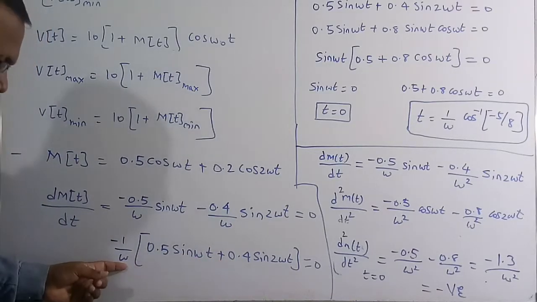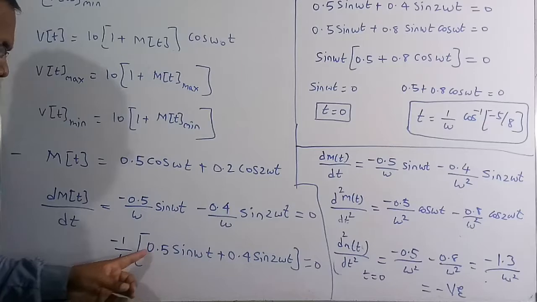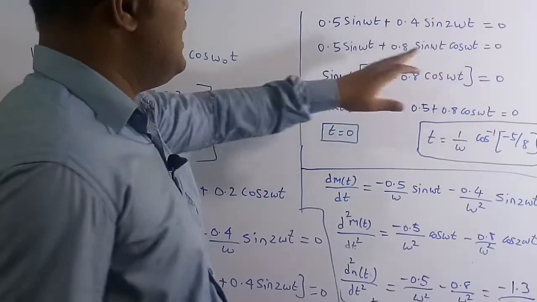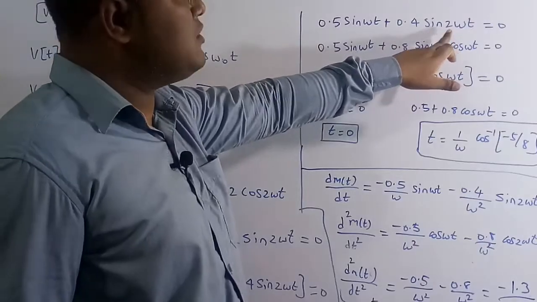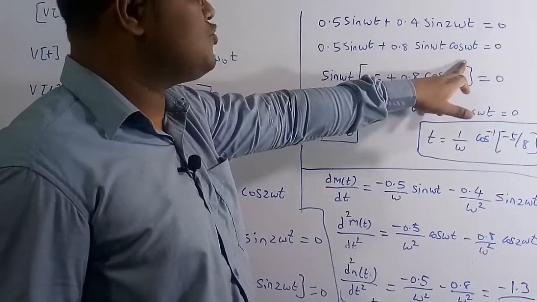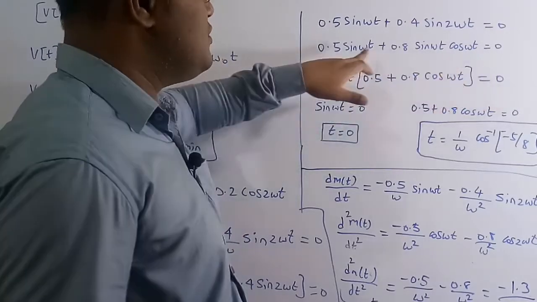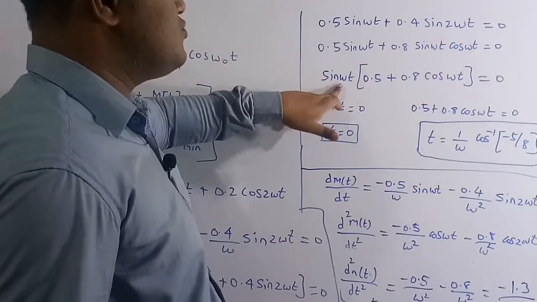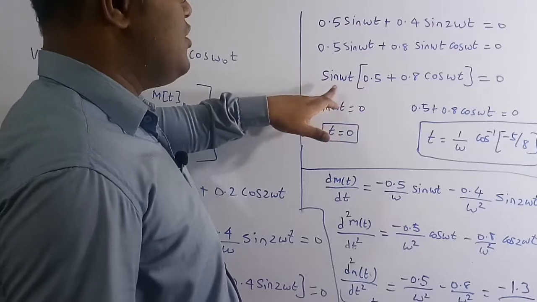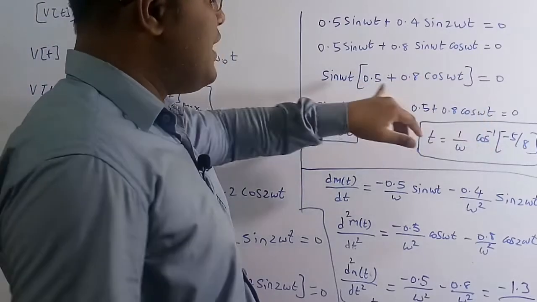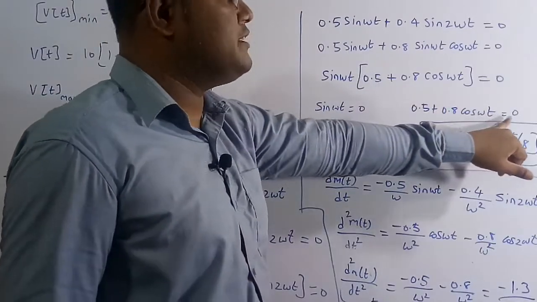Here omega cannot be 0, so this has to be equal to 0. And here sin 2 omega t is nothing but 2 sin omega t into cos omega t. Then I got this expression, and I am going to equate it to 0. In these two terms sin omega t is common, so I take sin omega t common, and I get like this. Therefore sin omega t is equal to 0 and 0.5 plus 0.8 cos omega t is equal to 0.